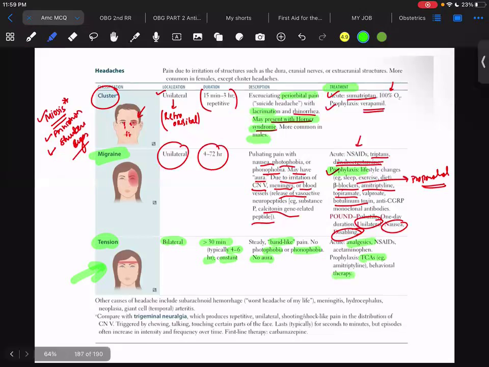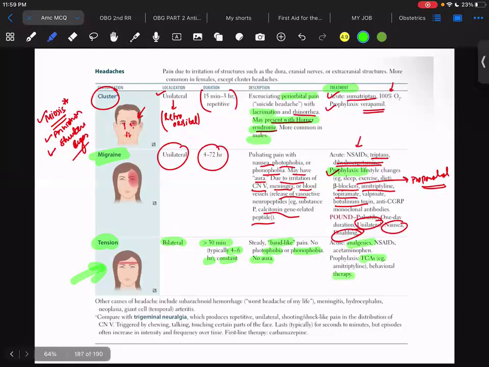Other important causes of headache include subarachnoid hemorrhage, worst headache of my life, meningitis, hydrocephalus, neoplasia, giant cell temporal arteritis. What is the treatment for giant cell temporal arteritis? It is corticosteroids because it prevents the patient from going blind.